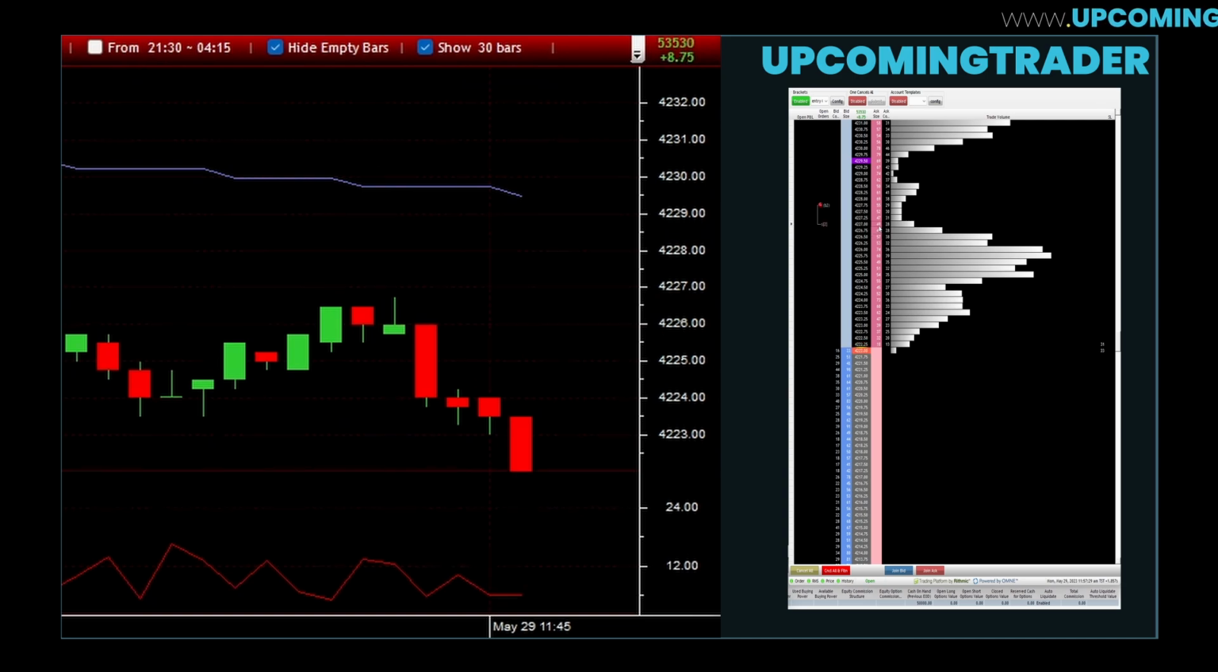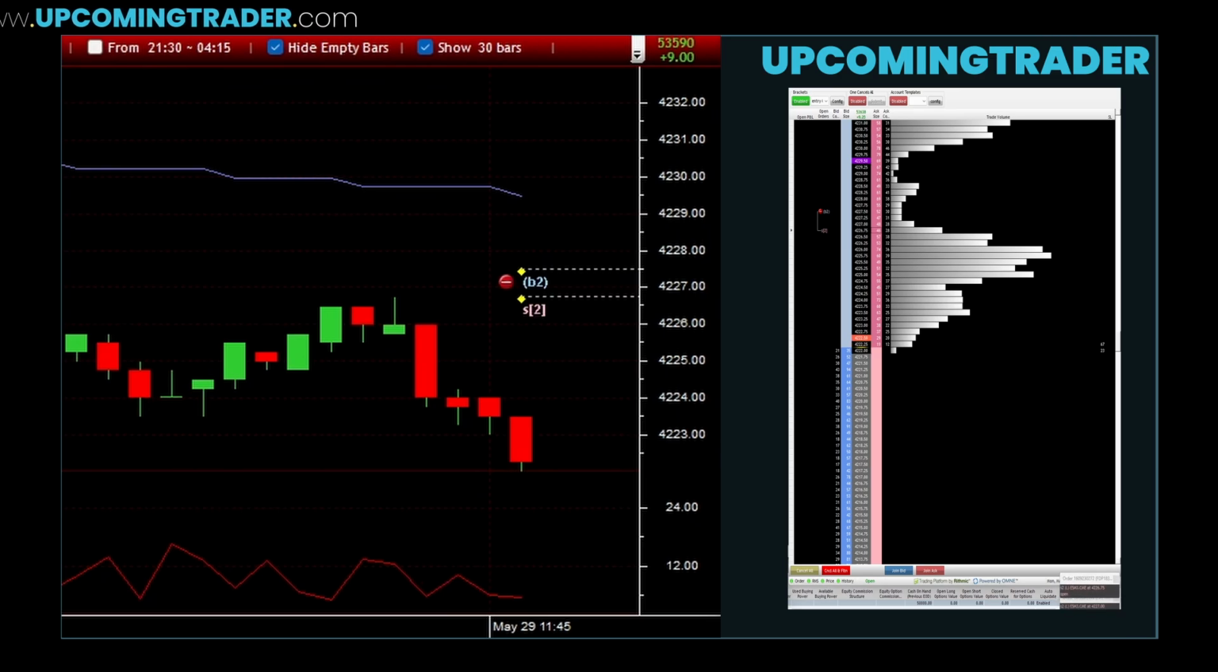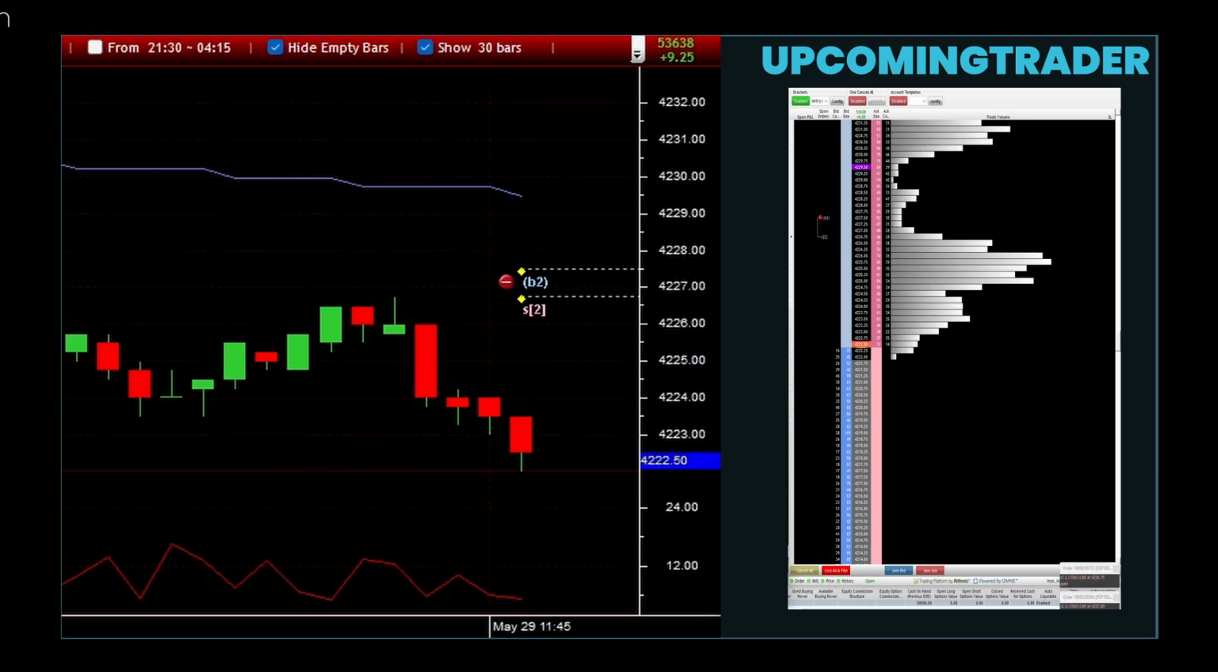The morning star is a bullish reversal pattern that occurs at the bottom of a downtrend. It consists of 3 candlesticks, a large red candlestick, followed by a small-bodied candlestick that can be red or green, and then a large green candlestick.